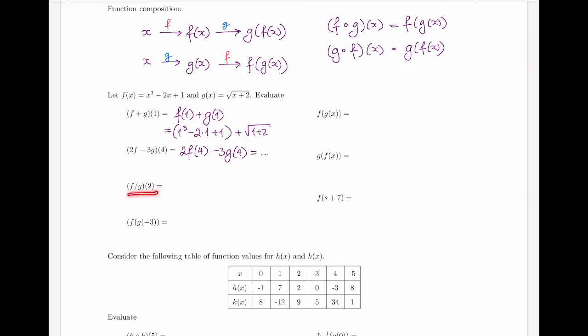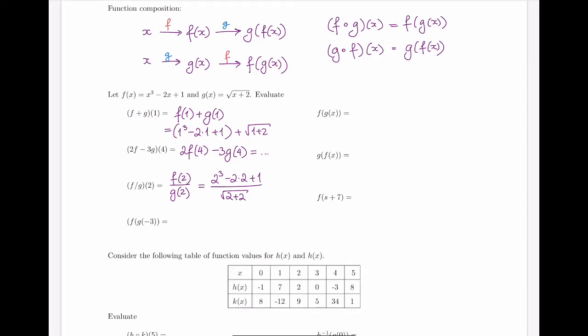Okay? Let's take a look at the next one. This is f divided by g at 2. So this is the same as f of 2 divided by g of 2, and provided that g of 2 is not 0, which it's not, I should be able to evaluate that. Okay, so plugging 2 into f will give me 2 cubed minus 2 times 2 plus 1. Plug in 2 into g will give me square root of 2 plus 2.